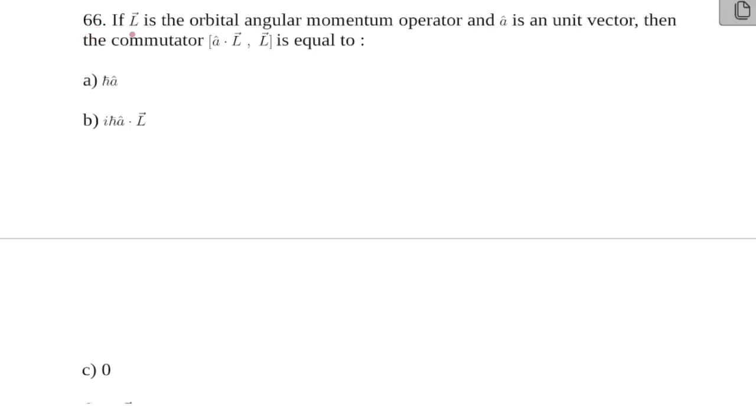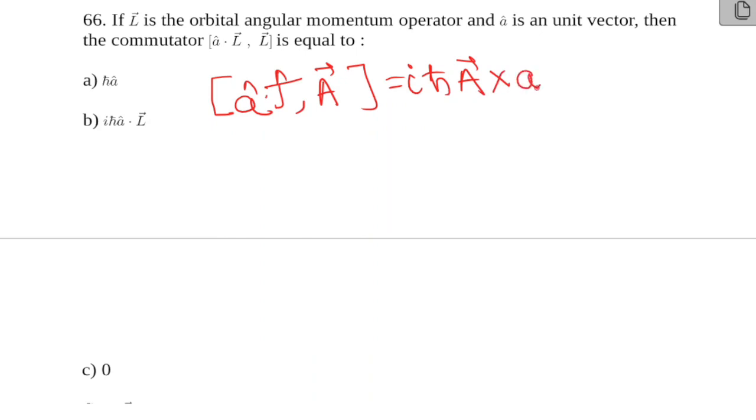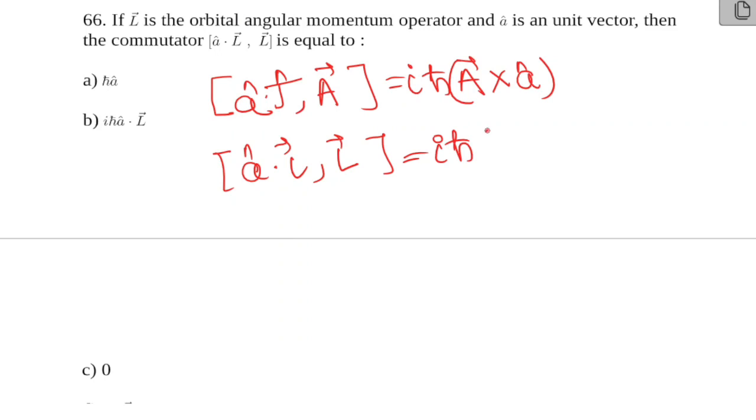Question number 66. If L is the orbital angular momentum operator and A is a unit vector, then the commutator of A cap dot L vector and L vector is equal to what? For this, there is a general relation you should remember. For a constant vector dot product with angular momentum, the commutator bracket with any operator A is equal to iħ A vector cross A cap. So here, A cap dot L vector with L vector will be equal to iħ L cross A vector.